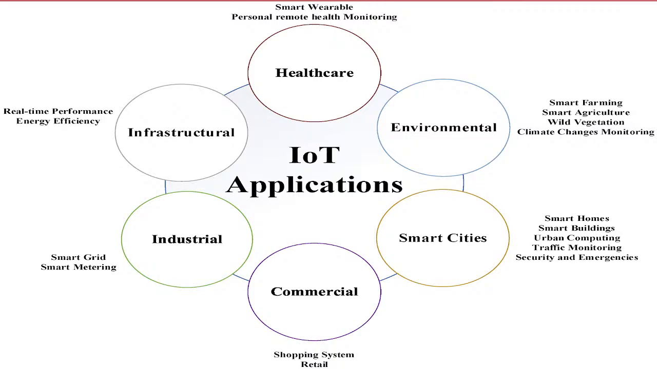And industrial: smart grid. Smart grid means, for example, a power station is there. That is one of the grids. In the power station, we have to know how much power they are sending. Or in our home, we have to know how much current is passing to our home.